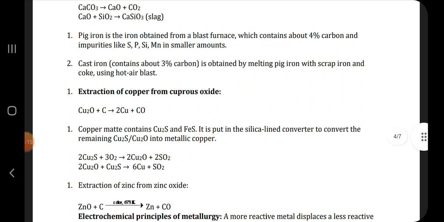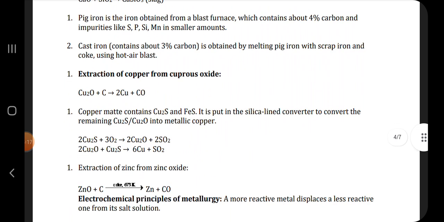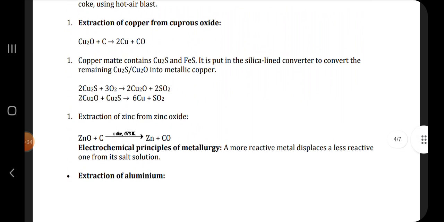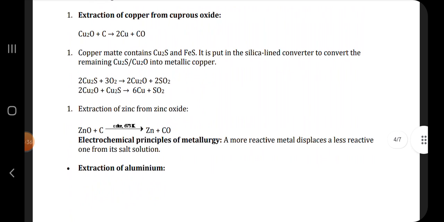Then pig iron is the iron obtained from a blast furnace, which contains about 4% carbon and impurities like S, P, Si, Mn in small amounts. Cast iron contains about 3% carbon and is obtained by melting pig iron with scrap iron and coke using hot air blast. Then extraction of copper from cuprous oxide. Copper matte contains Cu2S and FeS, and it is put in the silica-lined converter to convert the remaining Cu2S and Cu2O into metallic copper.